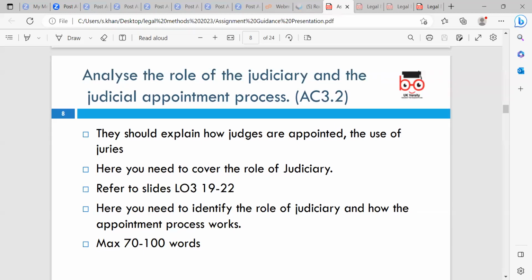Can I refer to other things in the assignment, or just the slides? I think just what it's asking you.